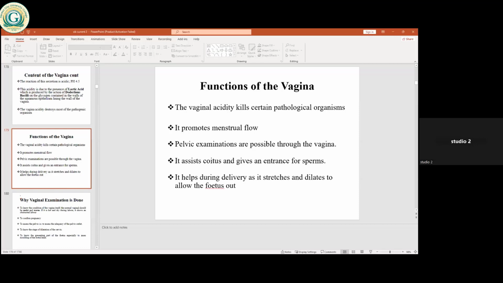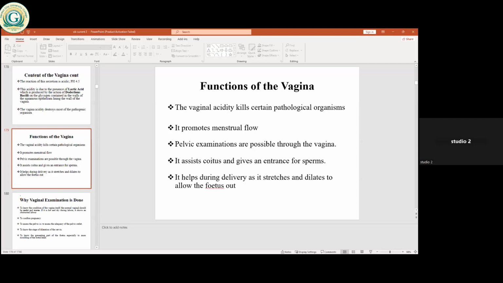Menstrual blood does not come from the vagina. Women do not menstruate from the vagina. They menstruate from the uterus, where the menstruation takes place. But the blood that comes as a result of the menstruation passes through the vagina to the outside.